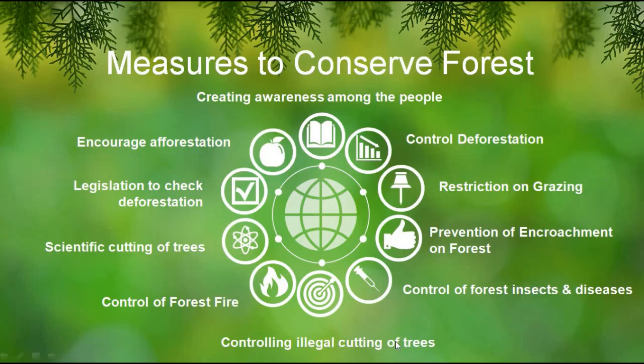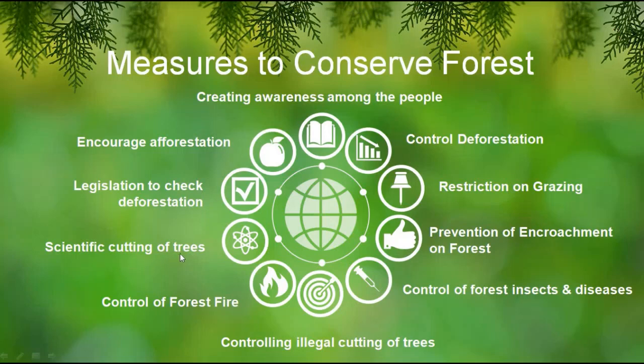Controlling illegal cutting of trees. Some people cut the trees illegally to make profit. Human beings are selfish, that's why. Control of forest fire is another important one. Forest fire will destroy the forest. We have to control that with modern means.